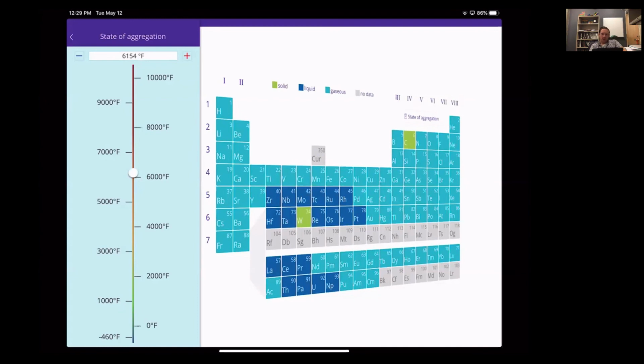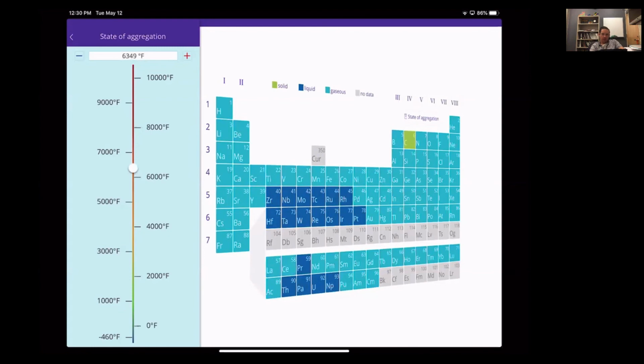A little bit higher. The app stopped responding. Cool. Anyway, oh, it's just slow. There we go.